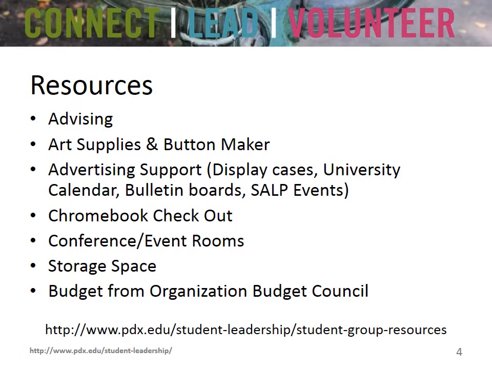As a recognized student organization, you have access to a number of resources through SALP. Every group has a SALP advisor. In addition, at the SALP main office in Smith 119, you can check out art supplies, a button maker, or Chromebooks for your group's needs. You can also reserve display cases or bulletin boards to advertise your events. If you need space to store some of your group's items, you can check out a free locker through SALP.